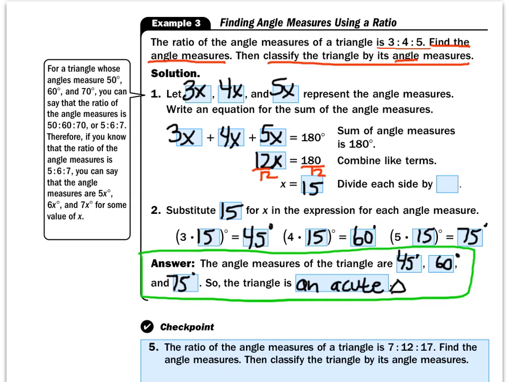Now we're going to substitute 15 in for x to see what the measure of each angle is. 3x would be 3 times 15, and that's 45 degrees. 4x would be 4 times 15, and that's 60 degrees. 5x would be 5 times 15, and that's 75 degrees. Now, if we have to name it, remember, go to the largest angle, which is 75 degrees. Since it's smaller than 90, this is an acute triangle.